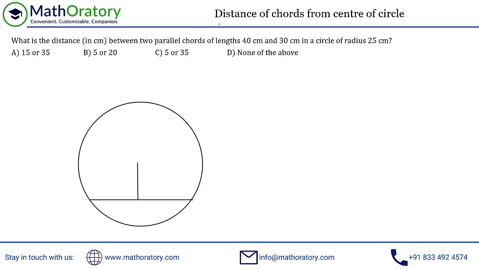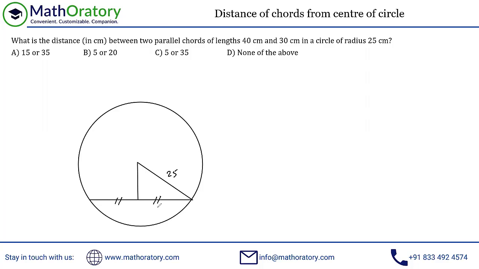I hope you know this idea, and this is the idea that we're going to use in this problem. Because these two are radii, this entire figure is isosceles. Whenever we drop a perpendicular, this bisects the chord, so it lands on the midpoint of the chord. Let us solve this using this idea. First, we have the radius as 25. The two chords that we have are of length 40 and 30.